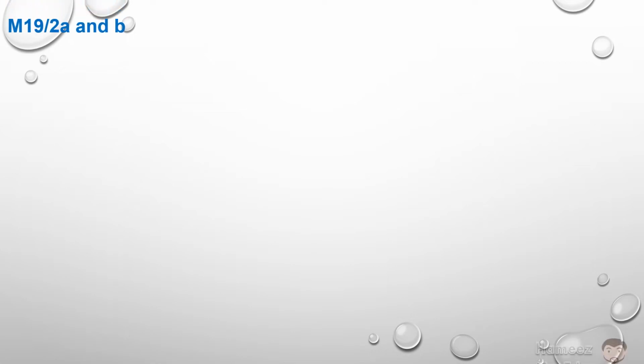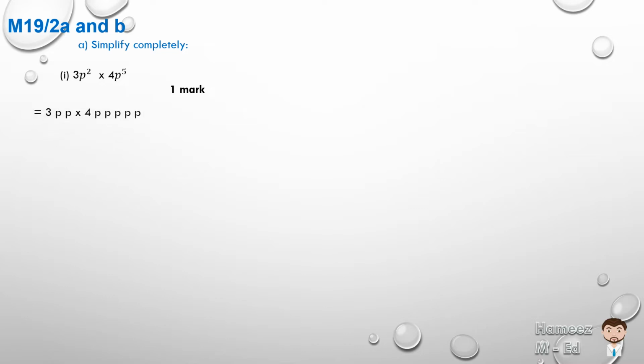May 2019, number 2a and b. Simplify completely. Part 1. 3p squared times 4p to the 5th. And for some people, they can watch it and write the answer completely. And for others, they get some problems. So let's expand it so you can see. 3p squared can be written as 3 times p times p. The multiplication sign is not necessary. Times 4p to the 5th would be 4 times p 5 times.